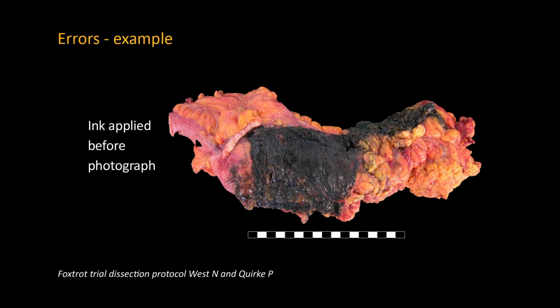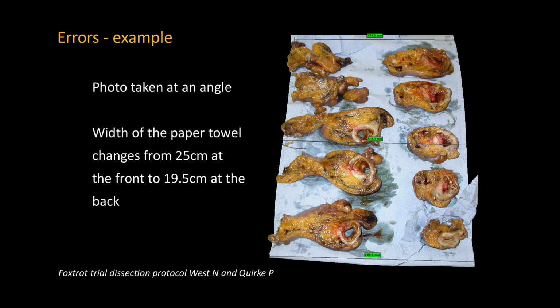Here the ink has been applied before the macroscopic photograph is taken. The ink should be applied after the macroscopic photographs have been taken so that we can actually see any defects within the mesocolon. And here we have angulation, and you can see that by measuring the distances across the blue sheet in the different parts. So near you and far away, you can see it's varying from 25 centimetres here to 19.5 centimetres at the back. And what that means is that any metric scale, which again we don't have in this specimen, is not going to be usable because of this distortion.